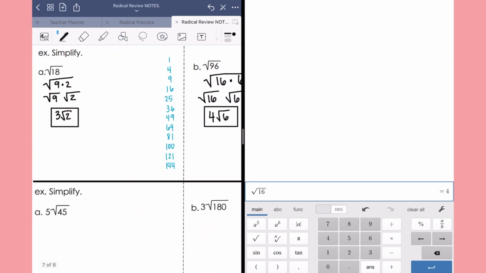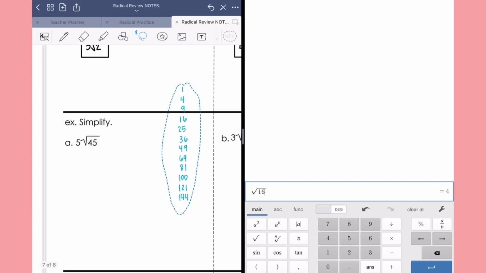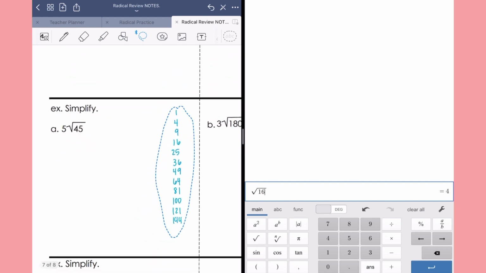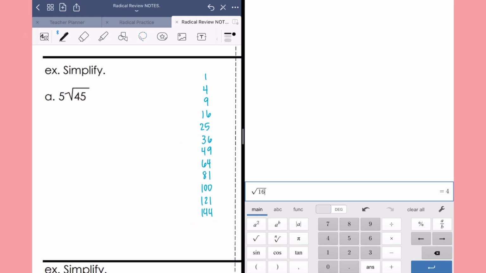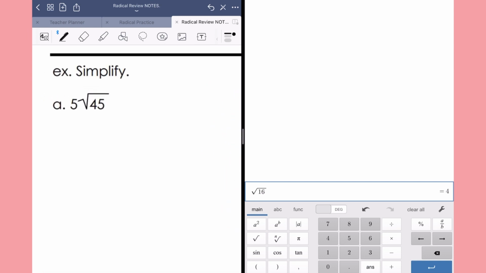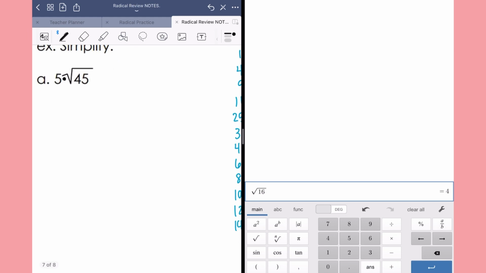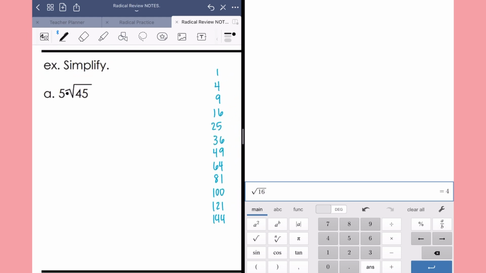All right, let me bring down the perfect squares down here. Okay, so the next one is 5 times the square root of 45. Notice how I said times. Even though there's not a multiplication symbol there, this is being multiplied, okay? It's invisible, but it's there. There's not a plus sign. There's not a minus sign. It's not being divided. It's being multiplied. So I will deal with that 5 at the end.